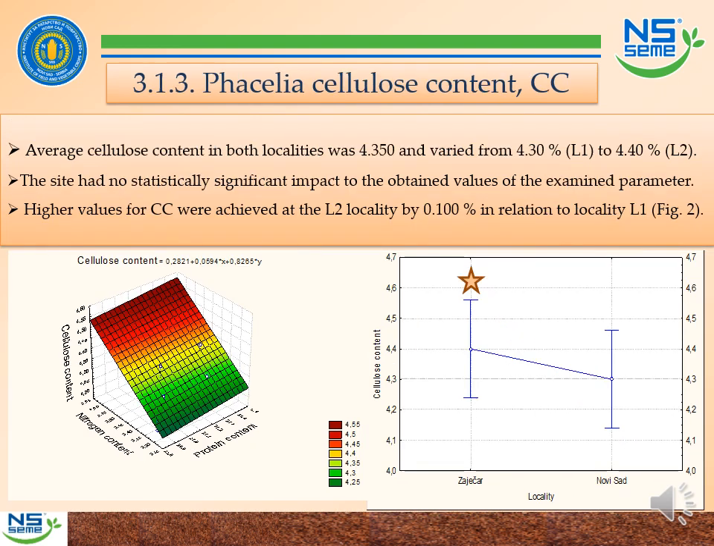Average cellulose content in both localities was 4.35 and varied from 4.3 to 4.4%. The site had no significant impact on these values, and higher values of cellulose content were achieved on the second locality in Zaječar by 0.100% in relation to Novi Sad.